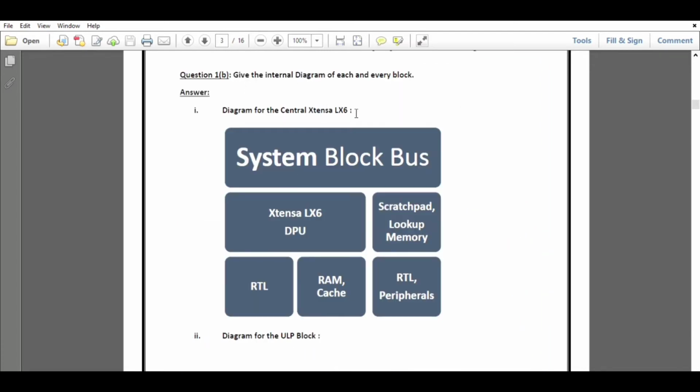The Xtensa LX6 is the internal block diagram of the ESP32, and this system has a system bus and the Xtensa LX6 DPU, scratchpad lookup memory, RTC RAM cache and RTC peripherals. These Xtensa LX6 DPUs are configurable and extensible and ideal for handling complex, compute-intensive digital signal processing applications.